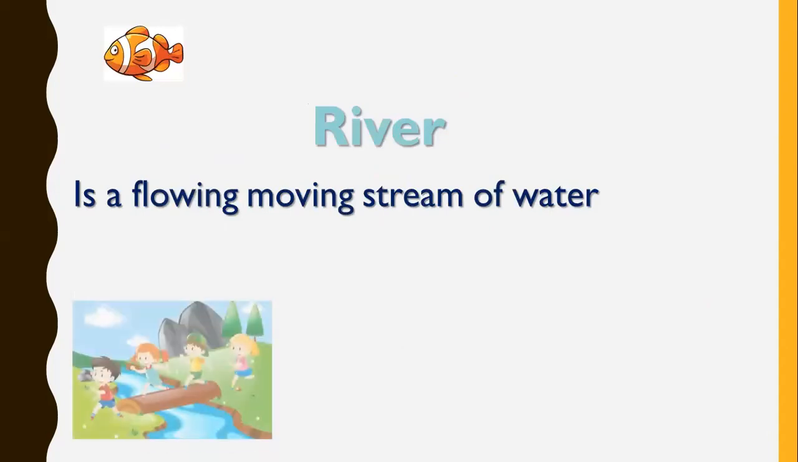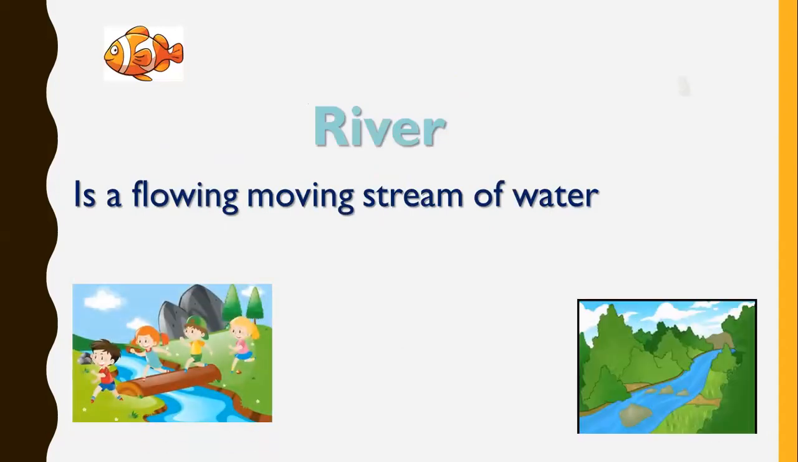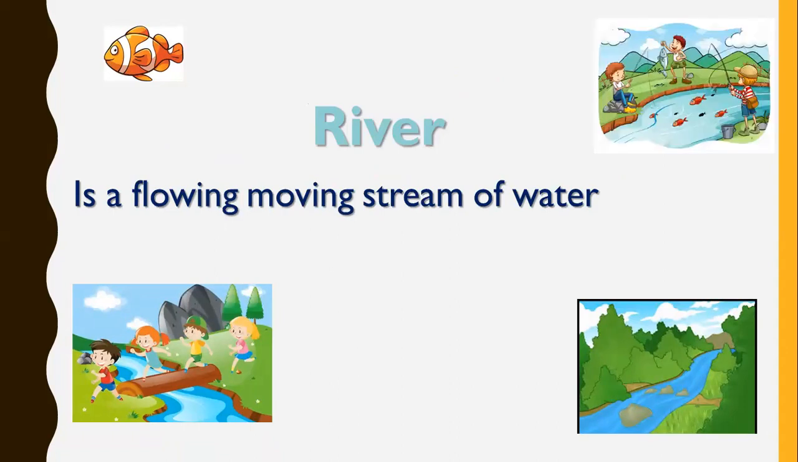River. A river is a flowing, moving stream of water, okay? But you have to know that a river is a body of fresh water, but the sea and ocean are bodies of salty water. Like the River Nile in Egypt, we used to drink from the water of the River Nile, right? So a river is a stream of water that keeps moving all the time, continuously, non-stop.